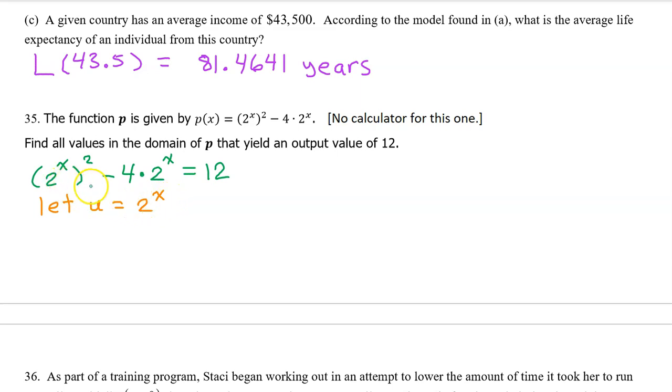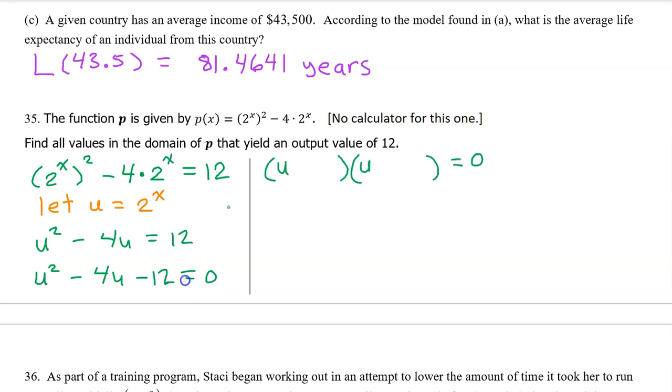If we do this u substitution, the equation becomes u squared minus 4u is equal to 12. Suddenly, this doesn't look so complicated. We need to get 0 on one side. So let's subtract 12 from both sides, and we get u squared minus 4u minus 12 is equal to 0. This trinomial is probably factorable.